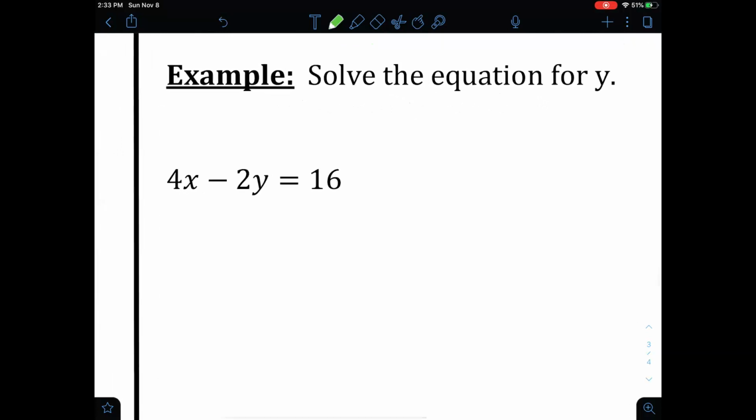Okay, solve the equation for y. 4x minus 2y equals 16. We want negative 2y to be by itself. What's the first step to do that? I would probably get rid of that positive 4x by subtracting 4x. We get rid of addition and subtraction first, and then multiplication and division later.